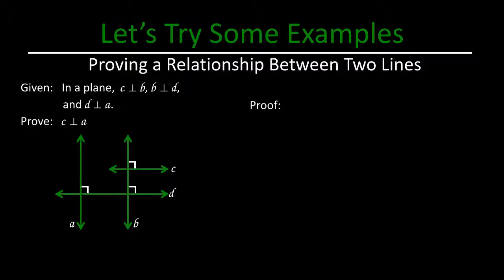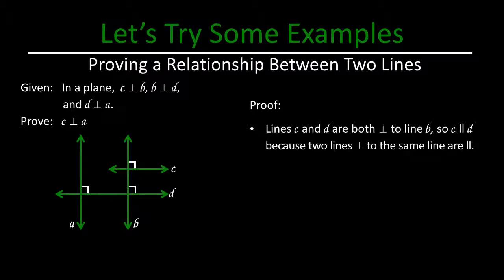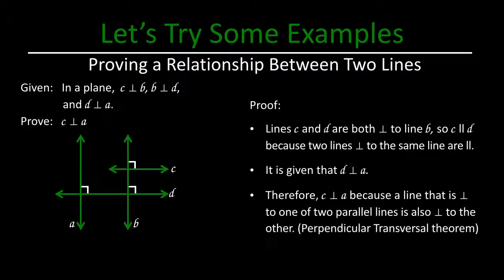For our proof, we know that lines C and D are both perpendicular to line B, so C is parallel to D because two lines perpendicular to the same line are parallel. It is given that D is perpendicular to A. Therefore, C is perpendicular to A because a line that is perpendicular to one of two parallel lines is also perpendicular to the other, which is the perpendicular transversal theorem.